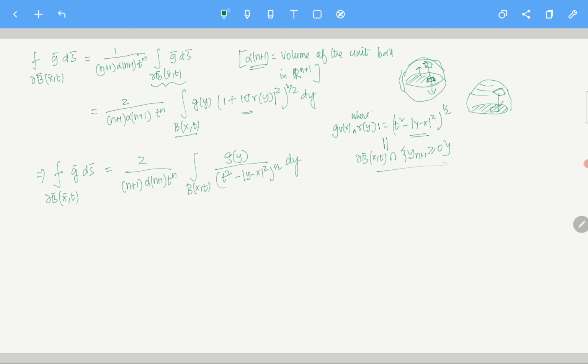Clear? Okay, now if we want to write this properly in terms of the average, that will give us 2t alpha n by n plus 1 alpha n plus 1, average of b of xt, g of y by t square minus y minus x square whole power half dy.